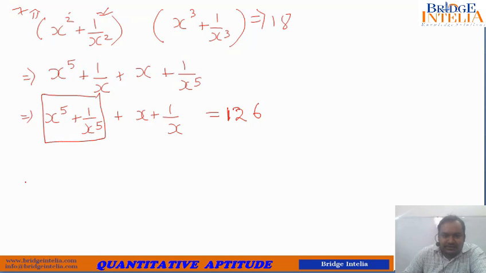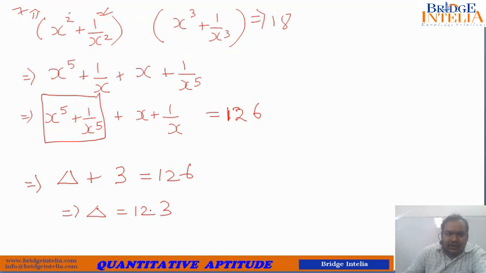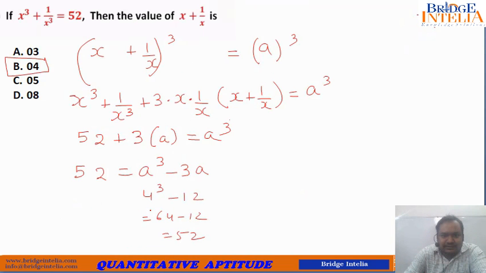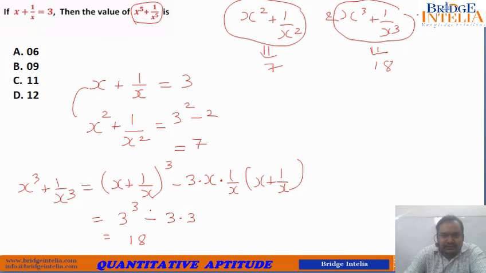So let me name this delta. So delta plus x plus 1 by x, which is 3, is equal to 126. So from here it is very evident that delta is equal to 123. So none of the options. I think 123 is the correct answer.